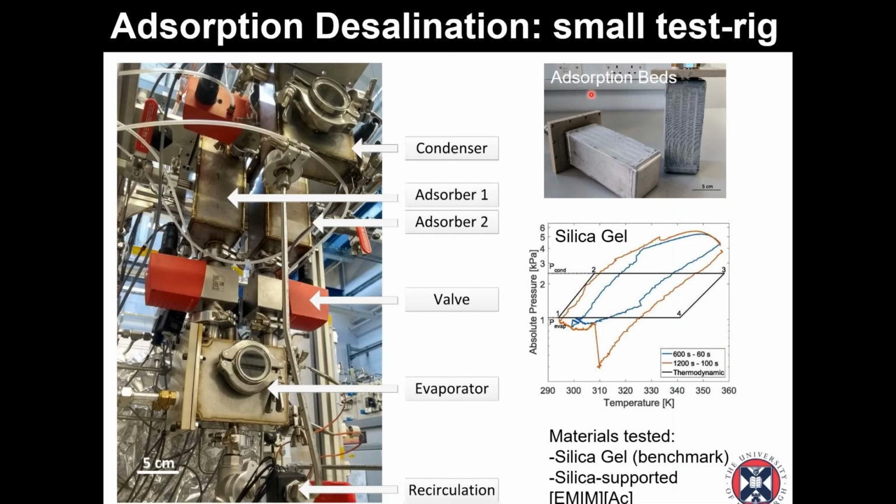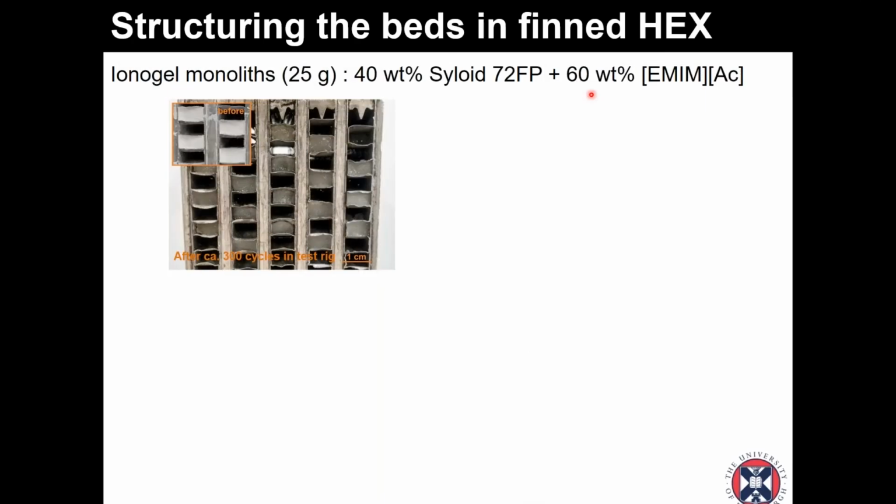We tested the system initially with a benchmark material, silica gel, and we moved later to a silica-supported ionic liquid. In particular, we used in this device amine acetate. Now, the second issue is, okay, we have the material, now we need to fill the material into the system. The material should be structured.